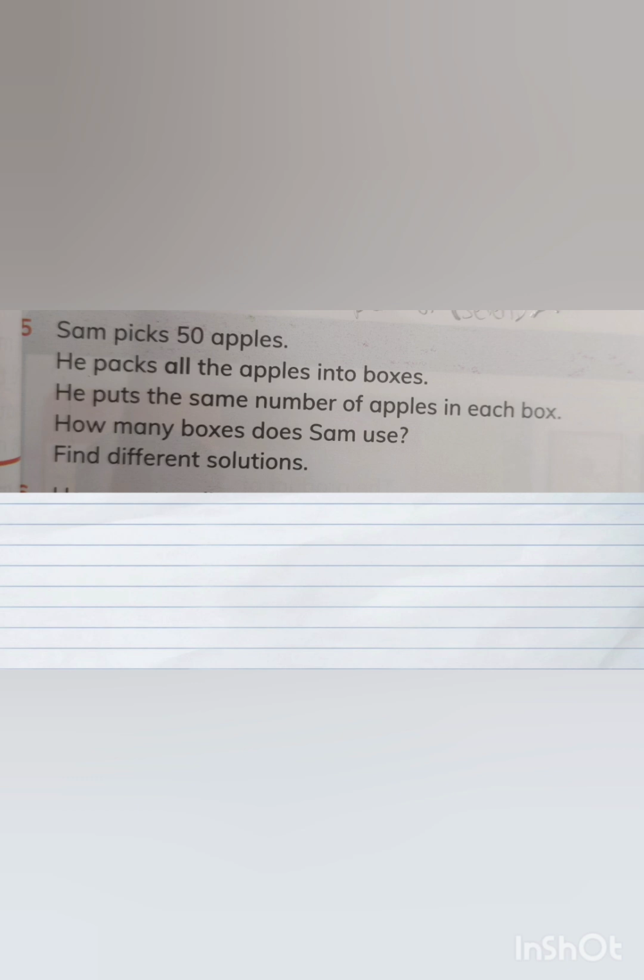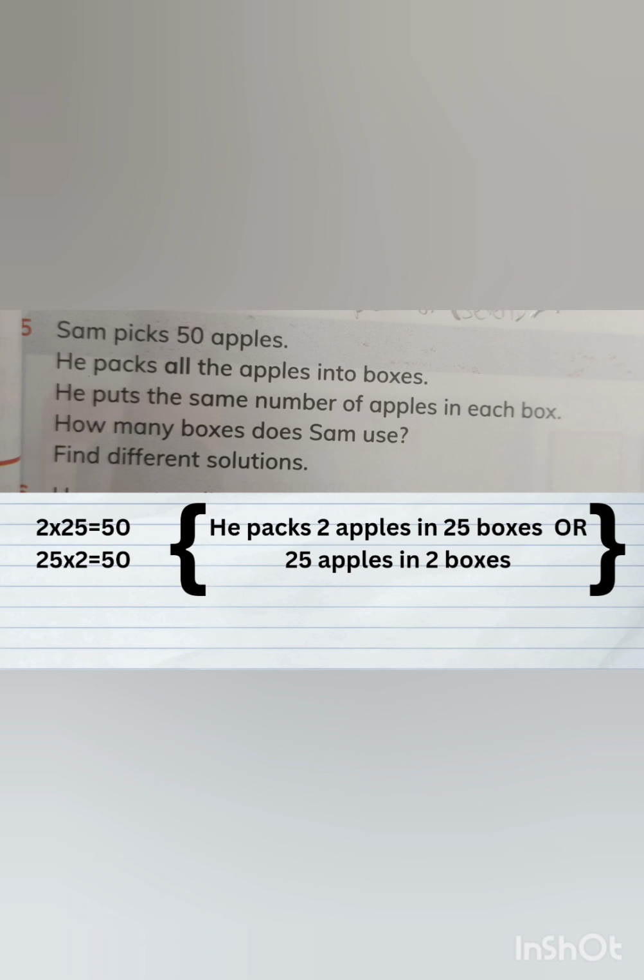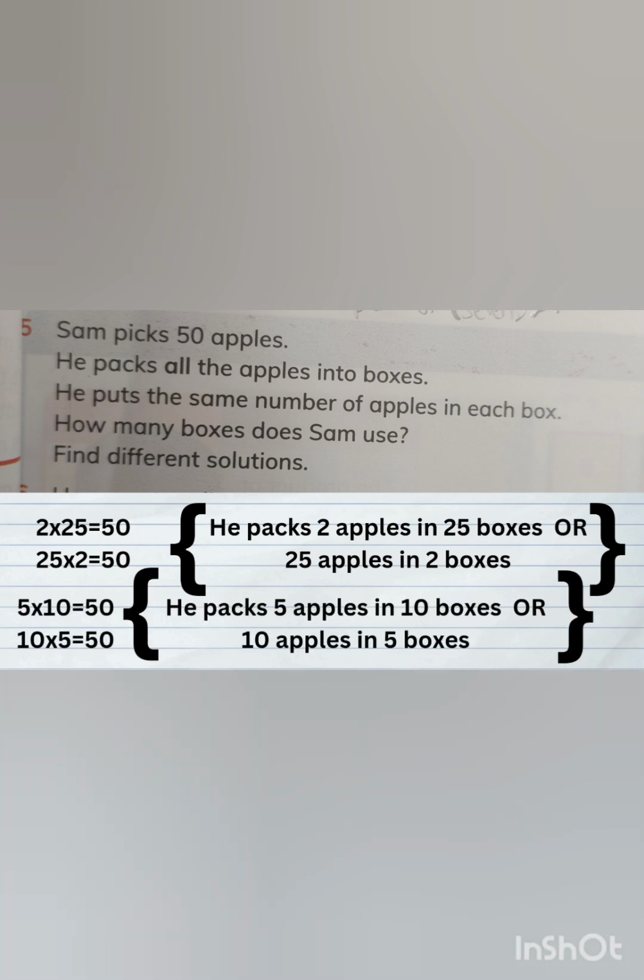In this question, you have to divide 50 apples in an equal number of boxes. Simply find out the multiples of 50. So we know that 2 into 25 is 50 and vice versa, 25 into 2 is 50. So he can pack 2 apples in 25 boxes and 25 apples in 2 boxes. This is one condition. Another multiple is 5 times 10 is also 50. So he can also pack 5 apples in 10 boxes or 10 apples in 5 boxes.